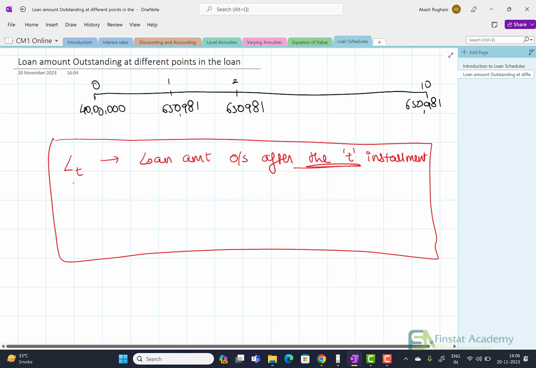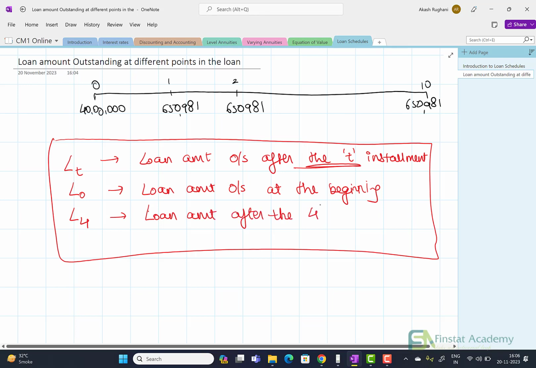So when I write L0, it basically means loan amount outstanding after the 0th installment, or before any installment. It is the loan outstanding at the beginning because there has been no installment done, which can also be said at time 0. When I write L4, it is the loan amount outstanding after the 4th installment.